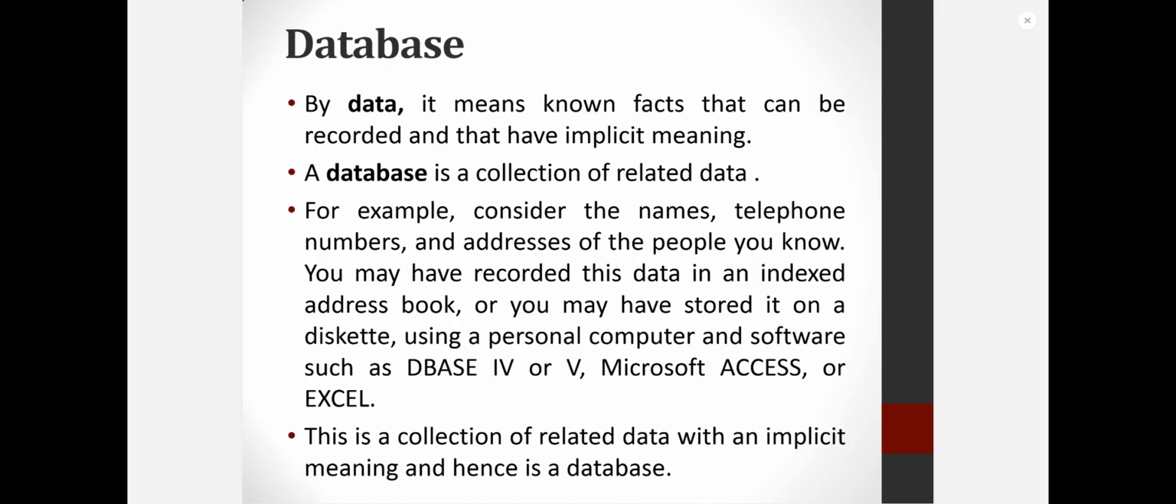So data refers to known facts that can be recorded and have implicit meaning. It represents information in a structured form that can be understood and processed. A database is essentially a collection of related data. For instance, consider the names, telephone numbers, and addresses of the people you know. You might have recorded this information in an indexed address book or stored it on a computer using software such as DBase 4, Microsoft Access, or Excel. This collection of related data with implicit meaning qualifies as a database.